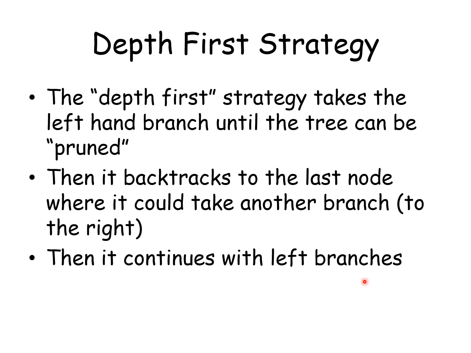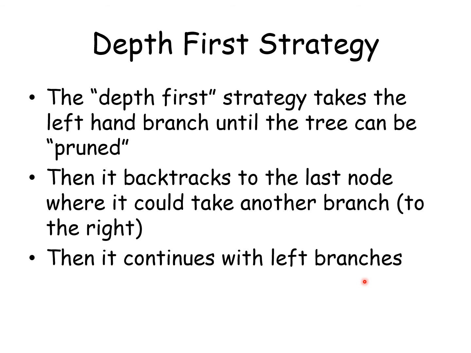Okay, we'll see that in a second too. So the depth first strategy takes the left hand branch until the tree can be pruned. That means you cannot go down any further. So we take the left hand. By convention you go with the left. You could take the right hand, but by convention we all agreed to take the left hand first, so we all can arrive at the same solution the same way.